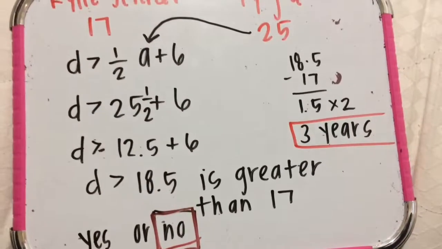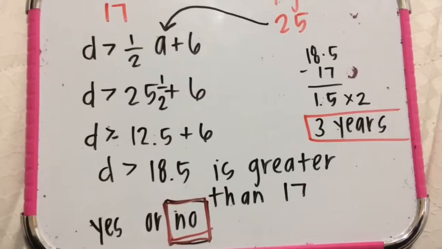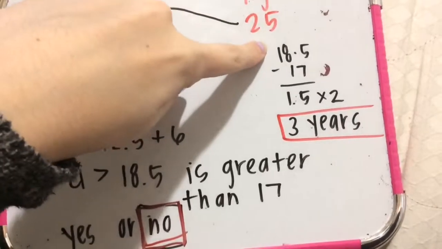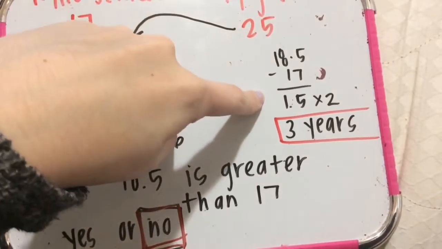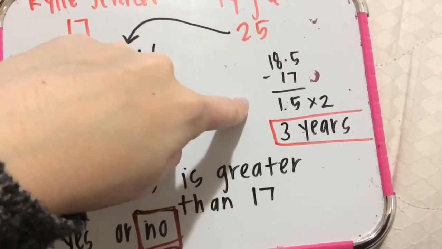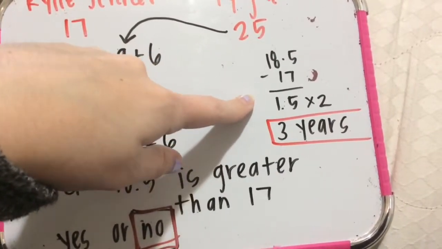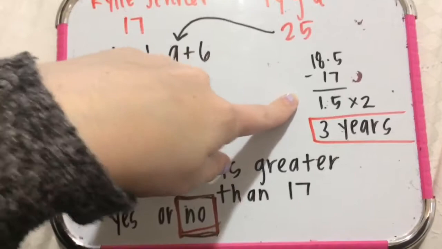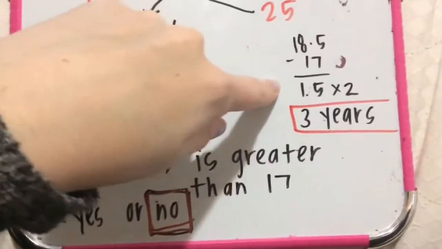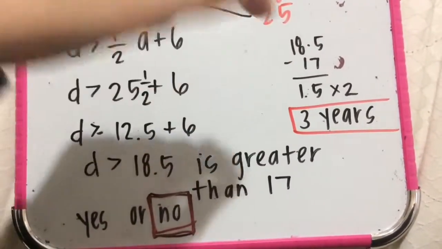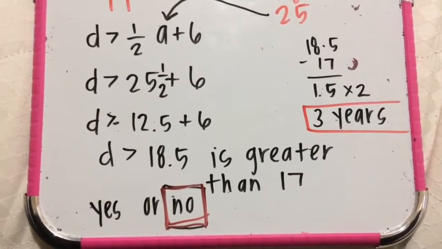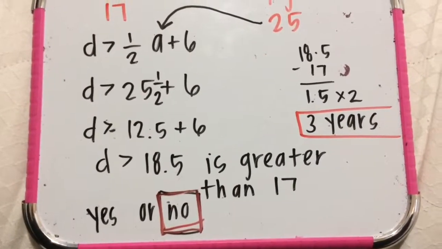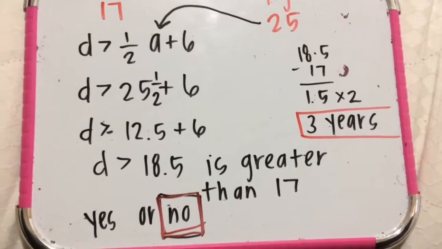So to find out when she'll be eligible for him, you need to subtract 18.5 minus 17 is 1.5, double it, and that's like the cheat way that my teacher taught me. Okay. Then it'll be 3 years. So in 3 years, they will be on the chart of love.